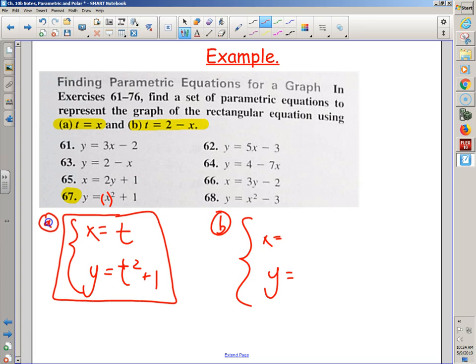Probably easier than you realize. You just hadn't seen it when you did homework last night. But what's a little different in B? Because I still have to have x, not t anymore.